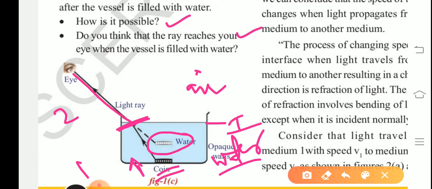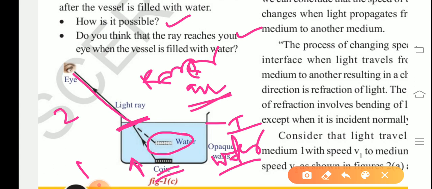At the original place you can't see because of refraction. Understand? So what happens to a light ray when it travels from air medium, nothing but rarer medium. Okay, we call it rarer medium. Always air belongs to rarer. Water, glass, and etc. are called a denser medium.